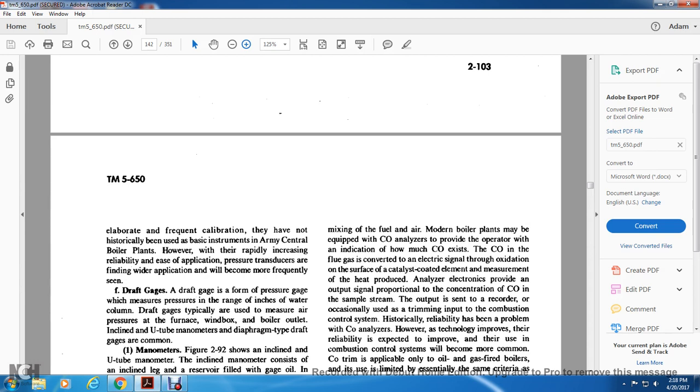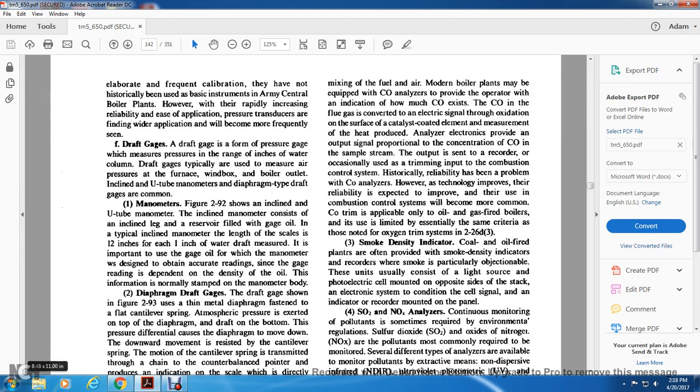Draft gauge. The draft gauge is a form of pressure gauge with a measuring range in inches of water column. Draft gauges typically are used to measure air pressure for the furnace, wind box, and boiler inlet and outlet, including the U-tube manometer. The diaphragm type of draft gauge is common.